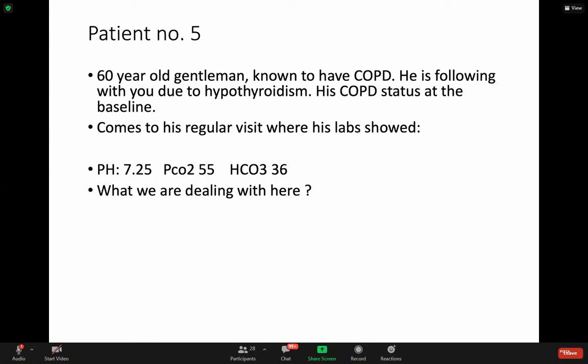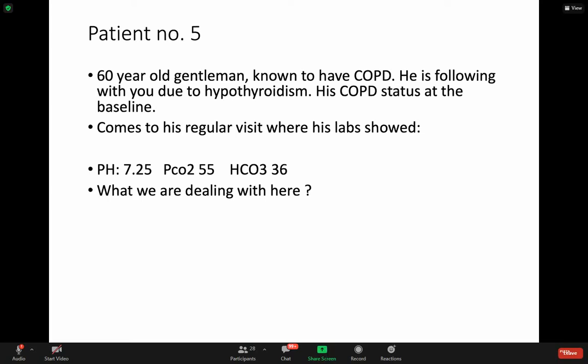طيب نجي للمثال الخامس والأخير اعتقد. 60-year-old gentleman known to have COPD. He's following with you due to hypothyroidism. His COPD status is at the baseline. He comes to his regular visits where his labs showed pH 7.25, PCO2 55, bicarb 36. What are we dealing with?